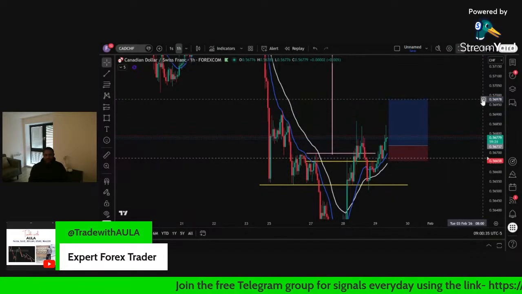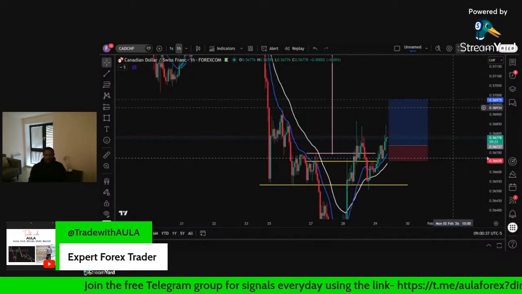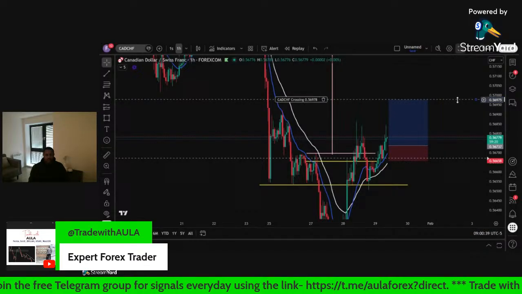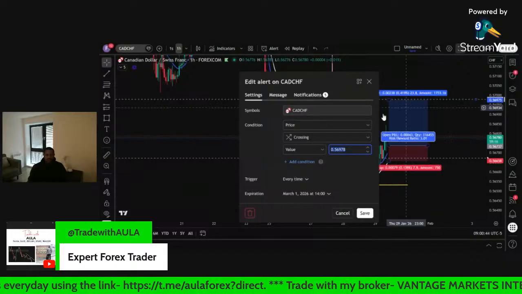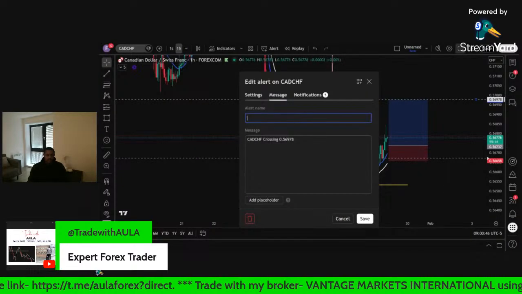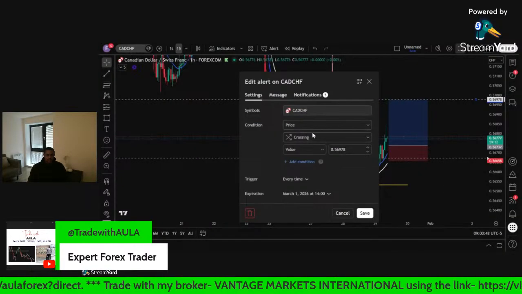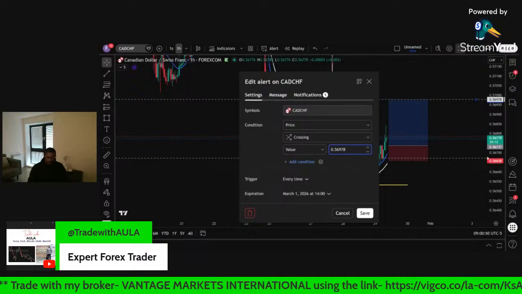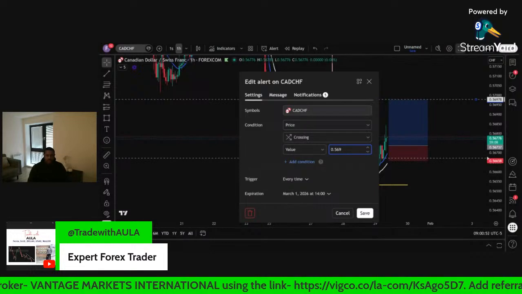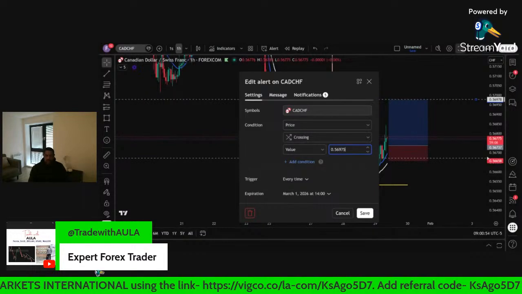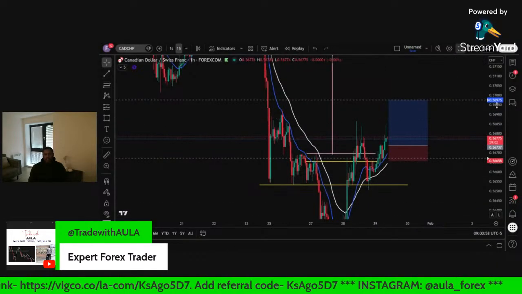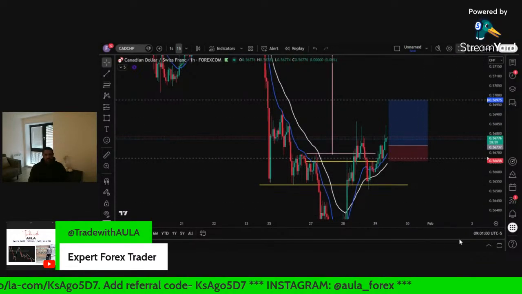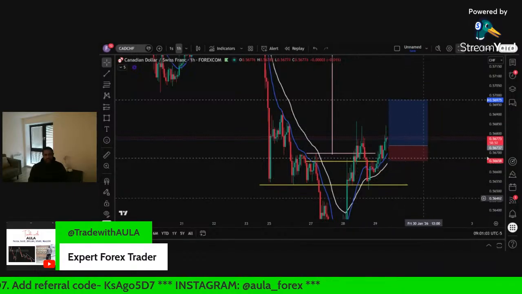0.56975. Let me configure that. 0.56978. That's what it's reading. Message. And now settings. Price crossing 0.56975. Yes, so alert is set now. You can see that 0.56975. So let us see how it goes.